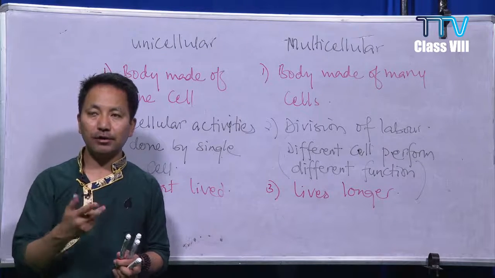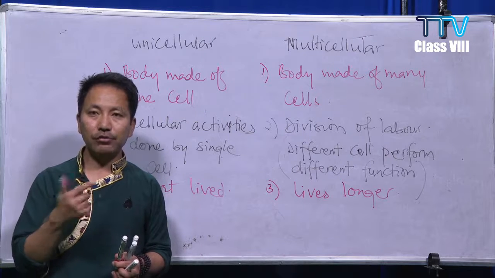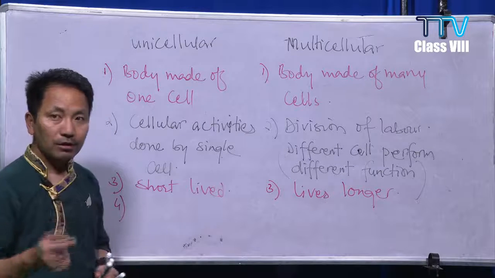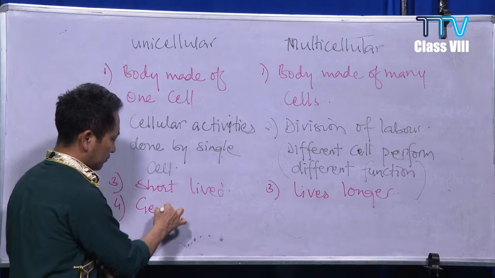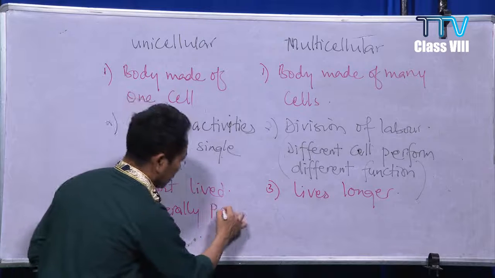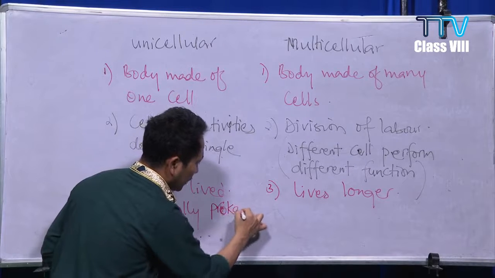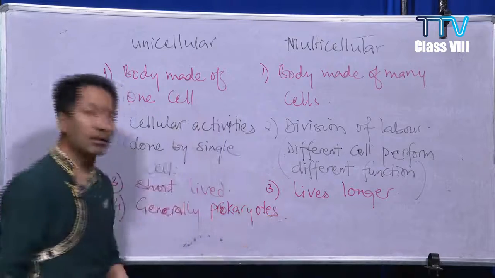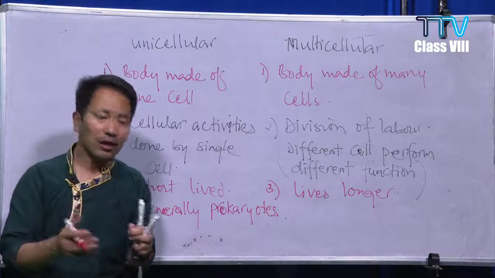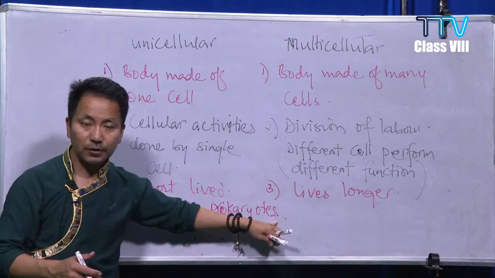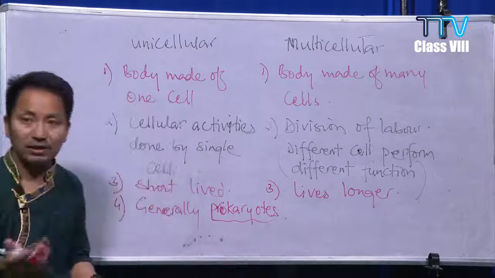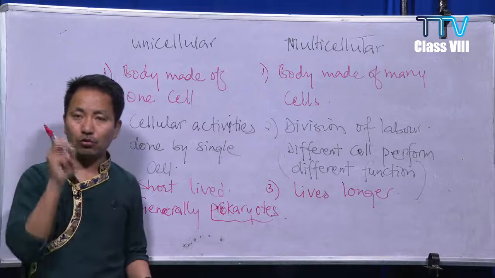If you remember, I talked about prokaryotic cells and eukaryotic cells. I'm going to use that again. In a unicellular organism, generally it is prokaryotes. These are the primitive cells, like bacteria are the prokaryotes.